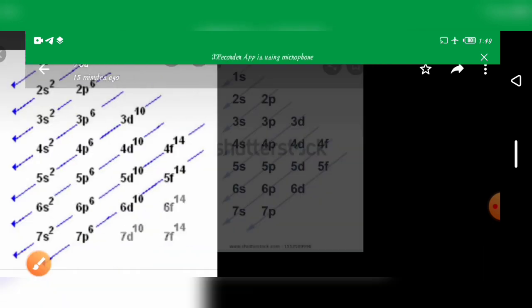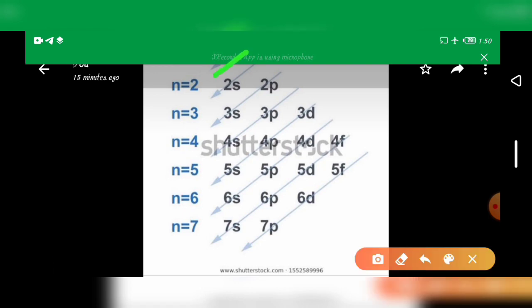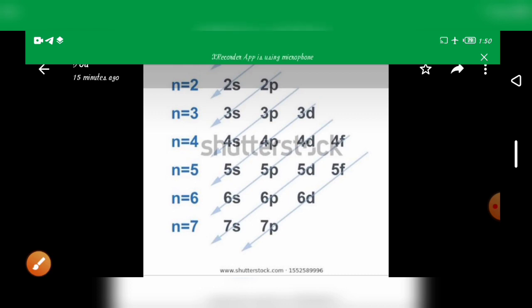Here, n is equal to 1. Like this only it will be filling. First 1s, like this it will be going on. Next 2s, next 2p after 3s. Next 3p after 4s. Next 3d, 4p after 5s. Next 4d, 5p and 6s. Next 4f, 5d, 6p and 7s. Like that it will be going on. This is the filling manner of the electrons in the cells.